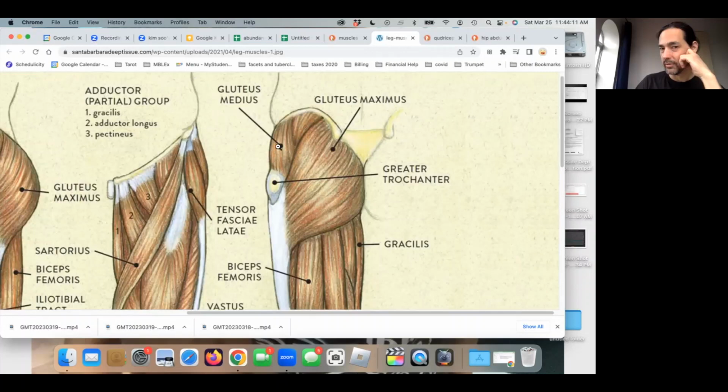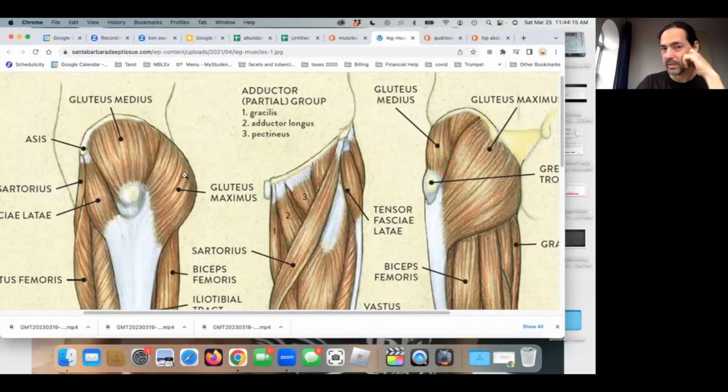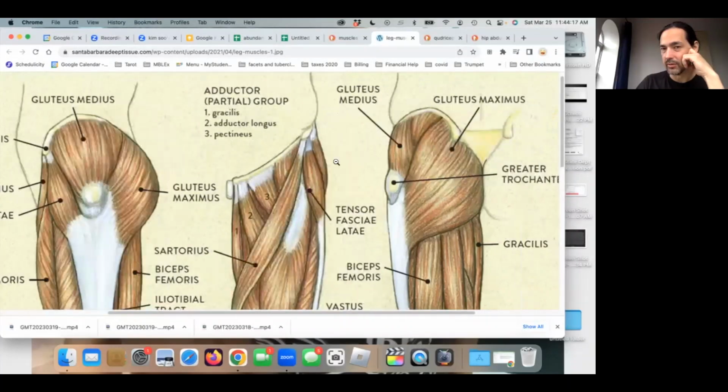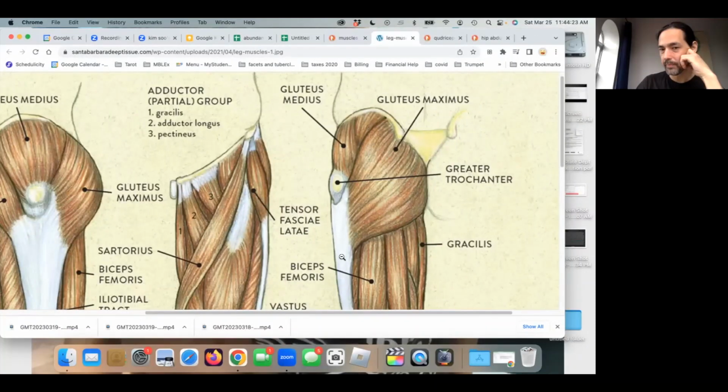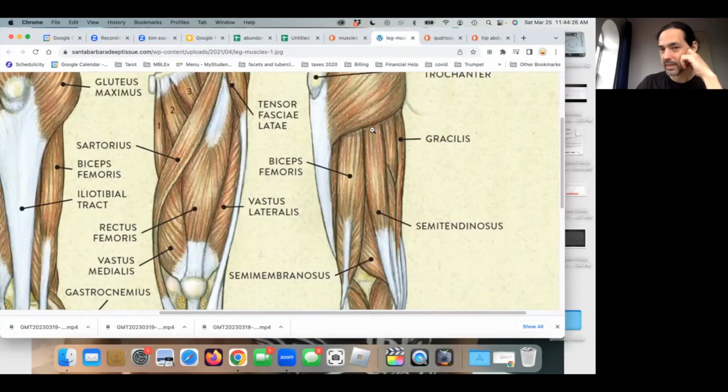So glute med, which you can also see from the side. Here's the glute med. Here's the glute max from the side. Glute med, glute max, greater trochanter, IT band. Biceps femoris, semi-sisters, tendinosus on top, membranosus underneath, adductor mag, gracilis.